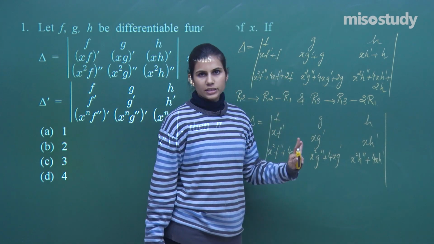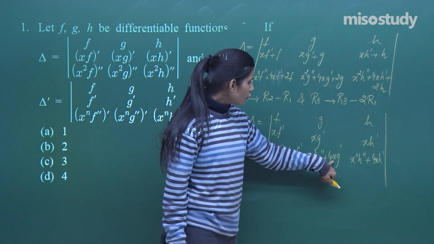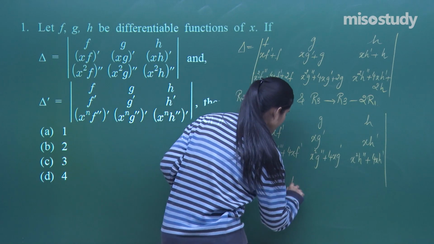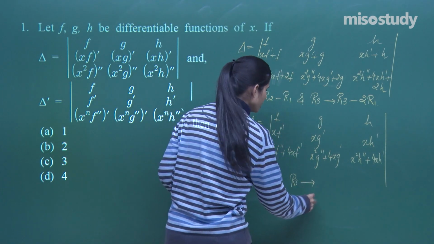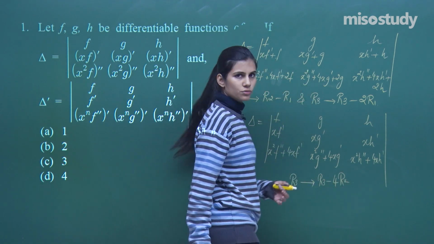Now pretty much of it is resolved. Try to see this. This is 4xf dash, xf dash, 4xg dash, xg dash, 4xh dash, xh dash. So clearly I have the next operation coming up to just resolve it more. Rho 3 goes to rho 3 minus 4 times rho 2. Let's see.